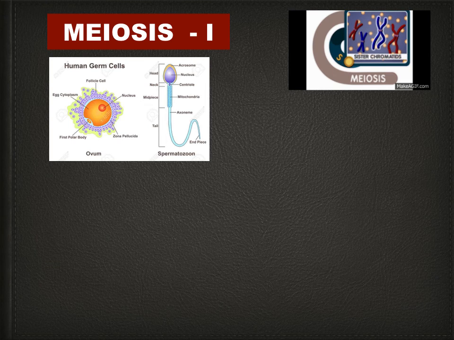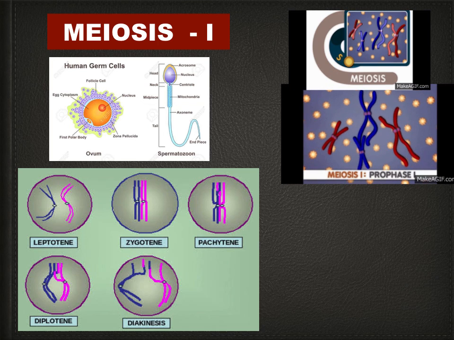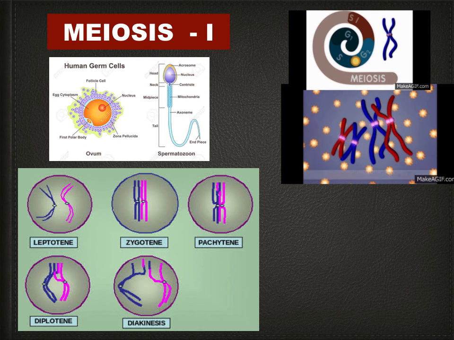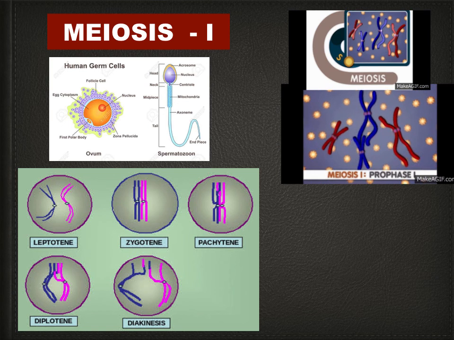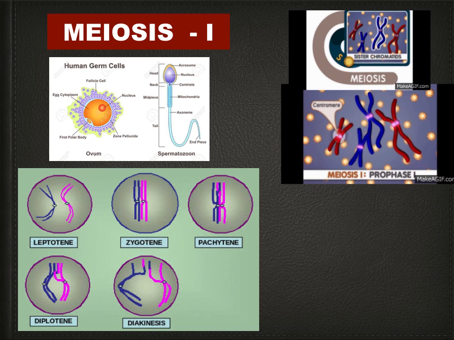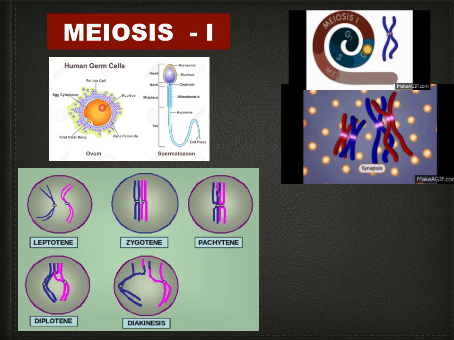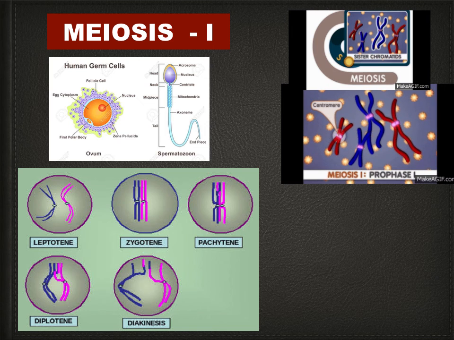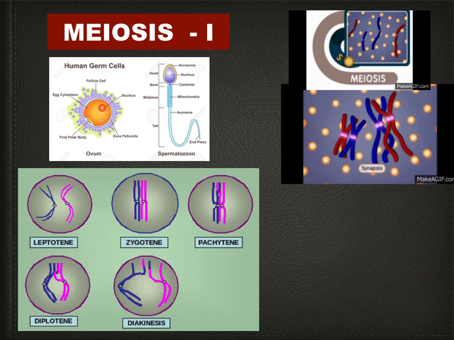Prophase 1 of meiosis is a lengthy phase which is divided into 5 phases: leptotene, zygotene, pachytene, diplotene and diakinesis. During pachytene, crossing over takes place. In leptotene stage, the chromosomes start condensation and they become compact. In zygotene, homologous chromosomes start pairing and this pairing is called synapsis.